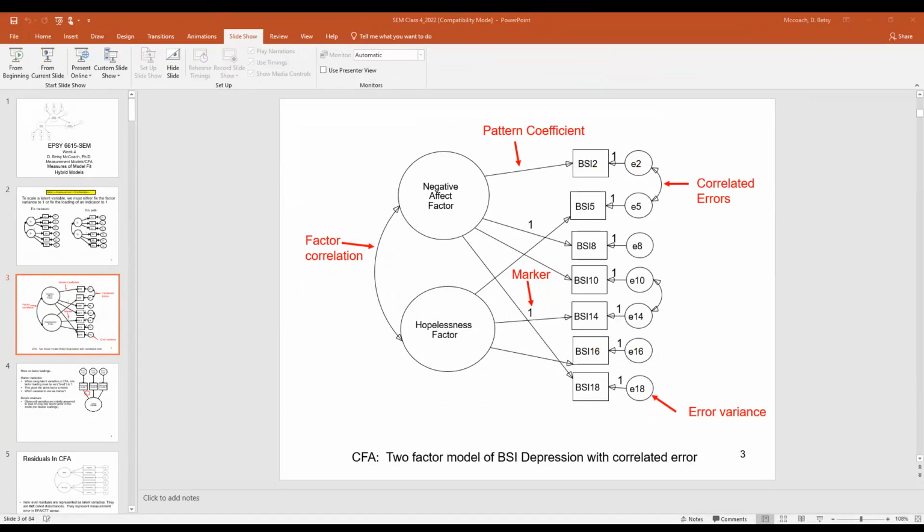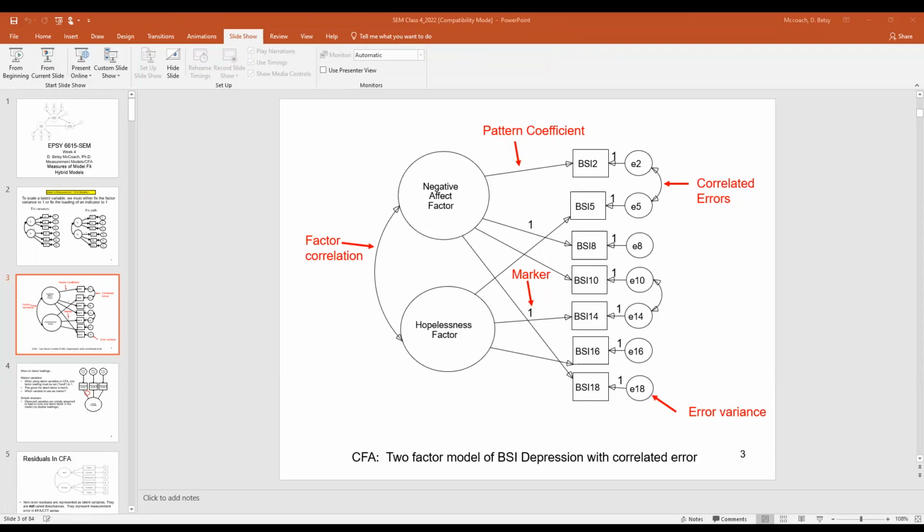Yeah, thank you. Okay, if the correlated error, if that correlation is negative, which happens a lot less frequently, by the way, that actually means that those two indicators are less related to each other than would be predicted by the factor structure. So most commonly we'll see positive correlated errors, but you could see negative correlated errors.